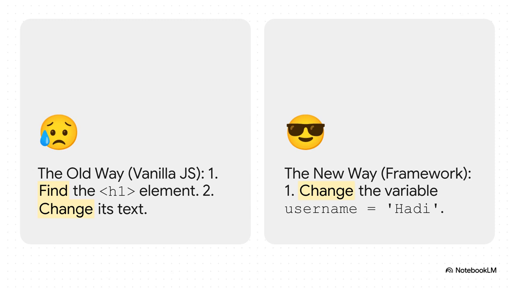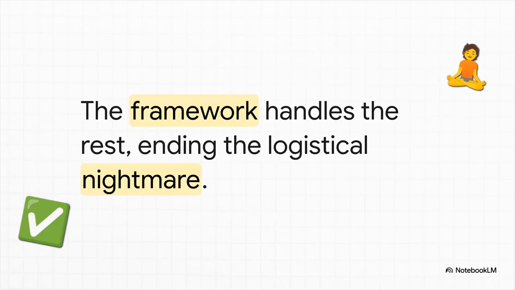You change the data. You simply say the username is now Hottie, and that's it. You're done. The framework is watching that variable. The moment it changes, the framework itself does all the heavy lifting. It finds every single place on the page that displays the username and updates it for you instantly. That logistical nightmare of tracking everything yourself is over. You manage the data, the framework manages the screen. It's a total game changer.